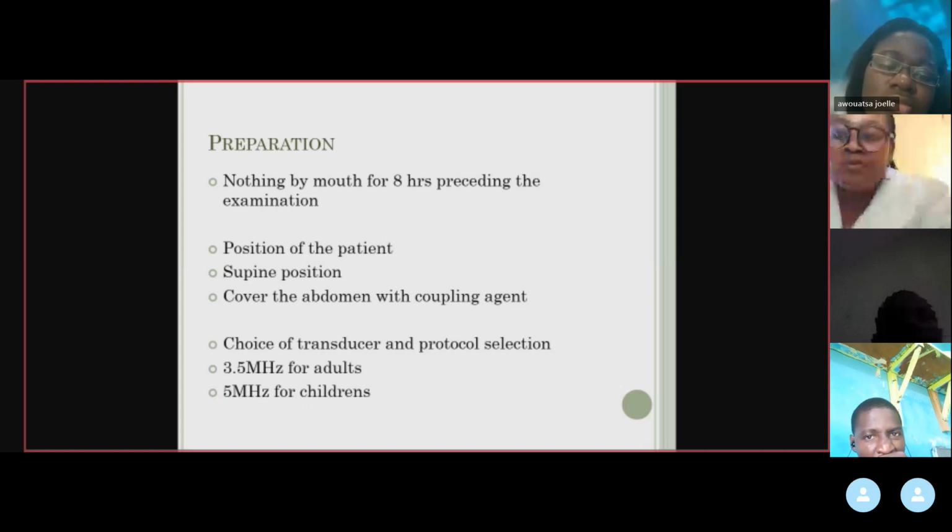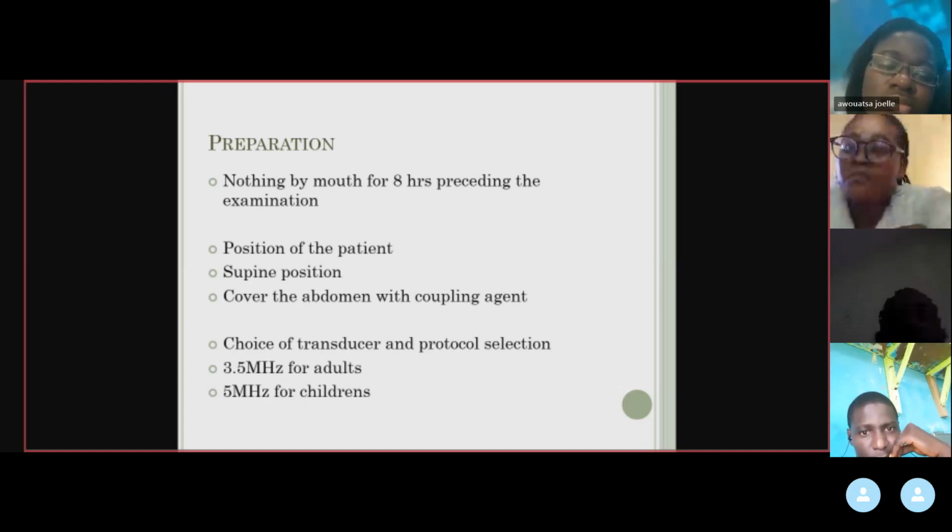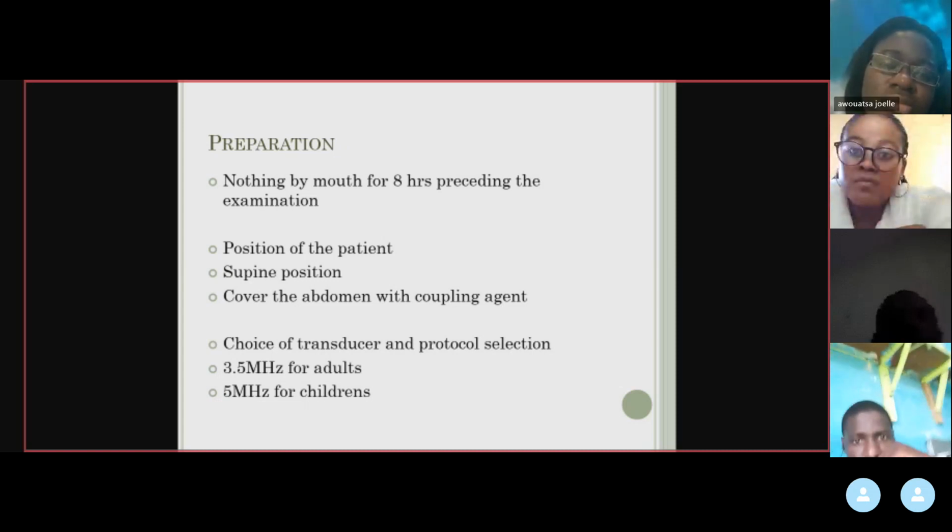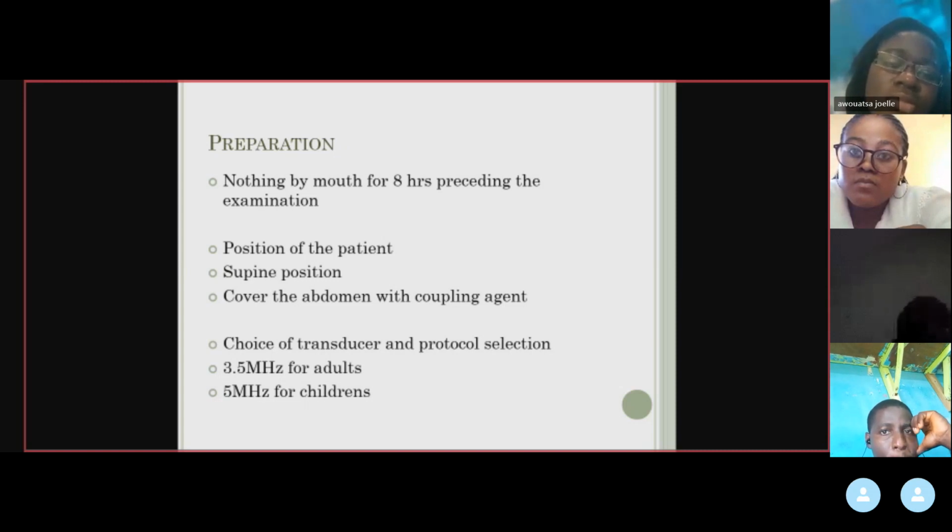For abdominal scanning, usually we tell the patient to fast for 8 hours before the examination, and we can tell the patient to drink water so that the bladder is full. But if we are doing only the abdomen, including the liver, pancreas and small bowel, then we do not want the patient to drink water. There is no need. But if we are scanning the uterus or the ovaries, then we tell the patient to drink water.